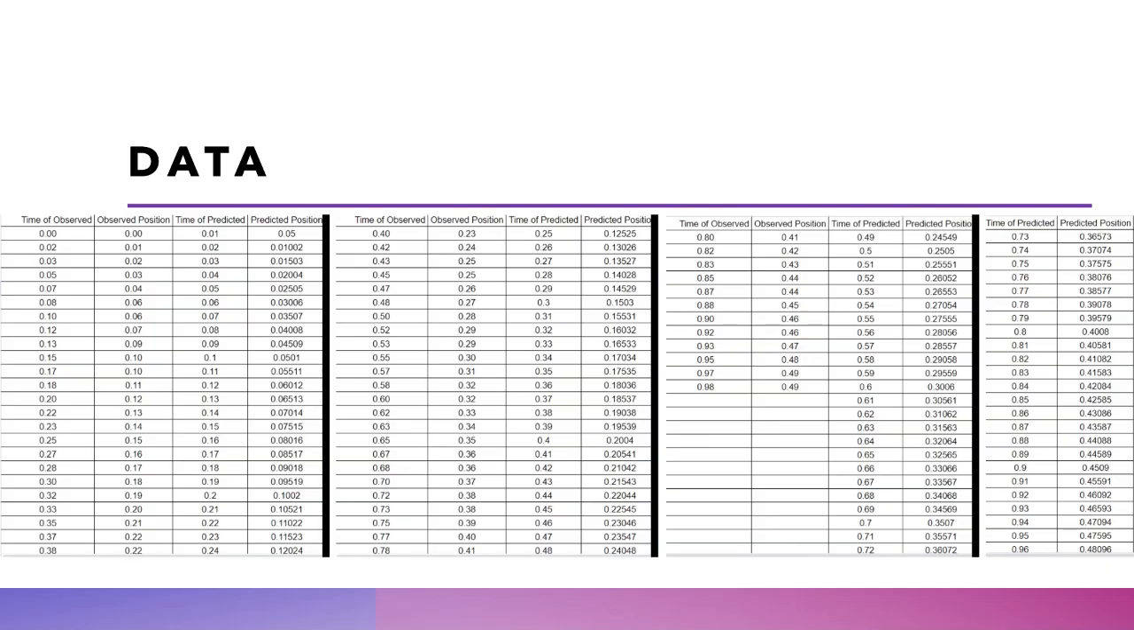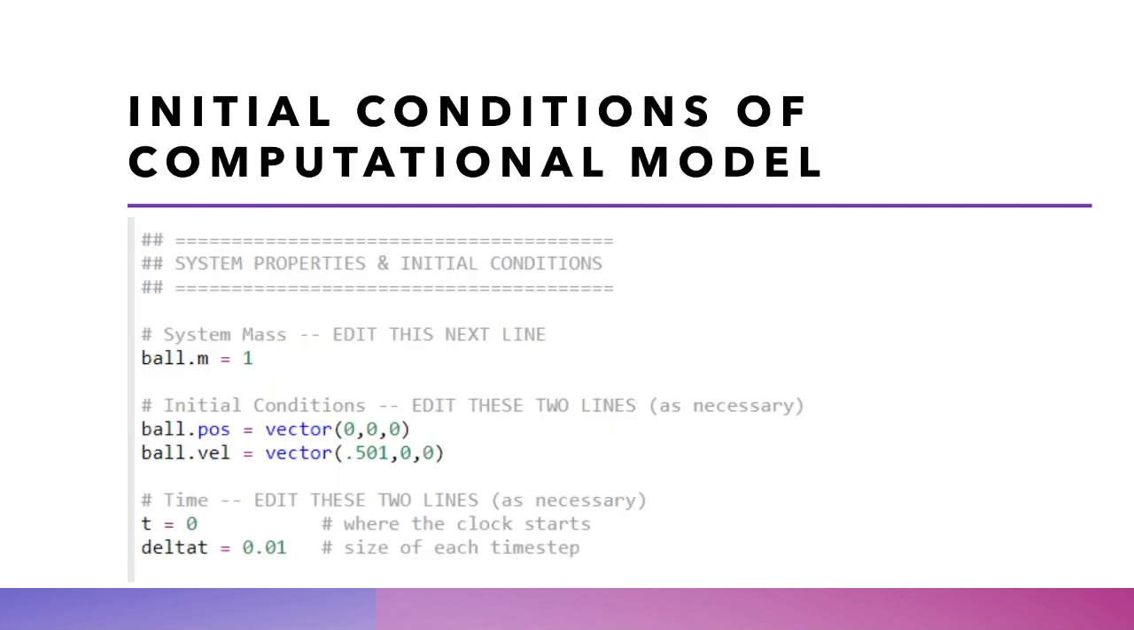Here we have the data received from both Tracker and the computational model. There are two important things to note. The predicted columns are the computational model, and the observed columns are the glue stick video. The predicted data set is also longer, but that is because it is measured in shorter time steps and therefore had more data values. Here are the initial conditions on the computational model.